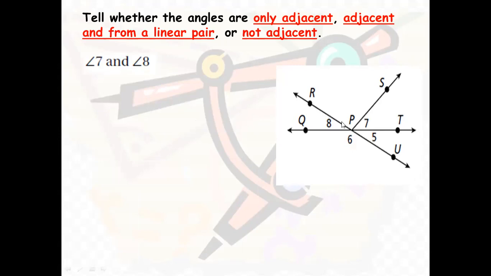So when you look at angle 7 and angle 8, they are not adjacent because they are like two opposite angles. Neither are they linear because they are not even making a straight angle. So they are not adjacent. As easy as that. When you look at some angles which are opposite to each other, they are neither linear nor adjacent. Okay, now keeping this in mind, let's try some questions.